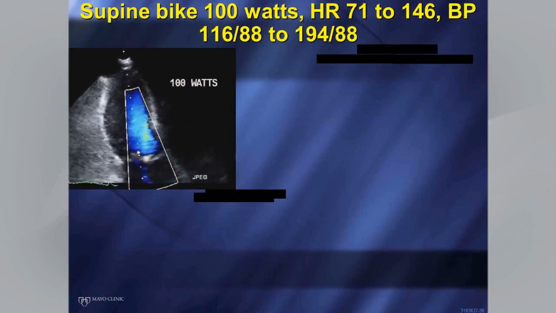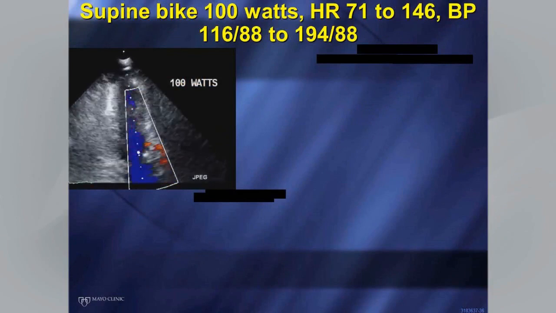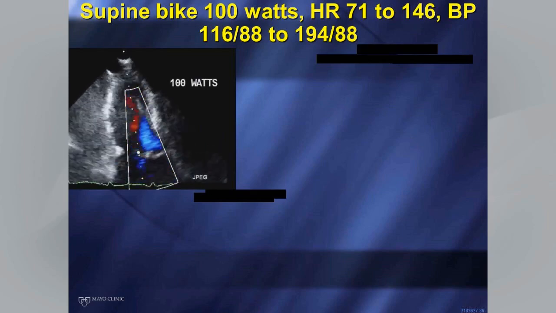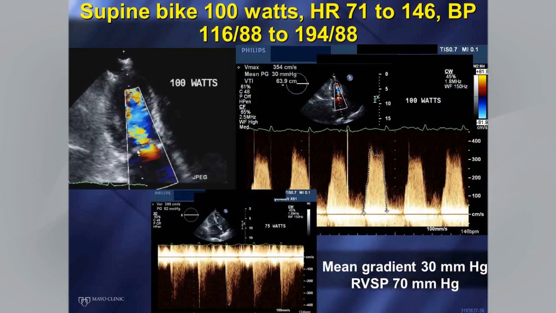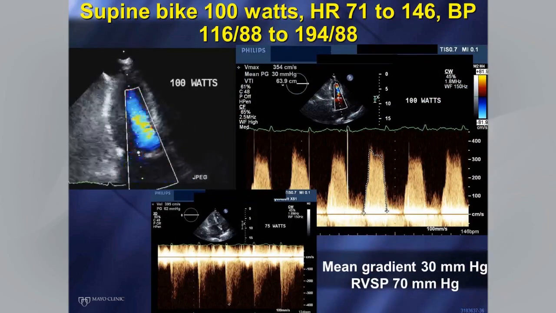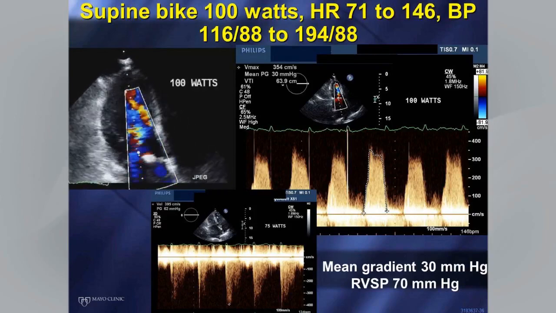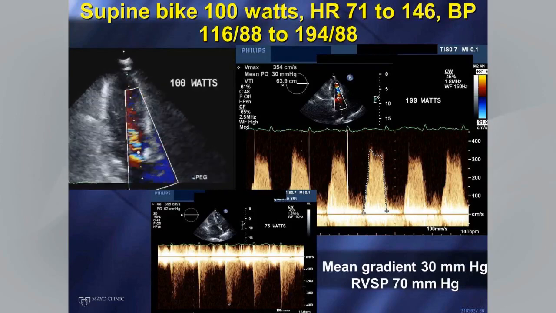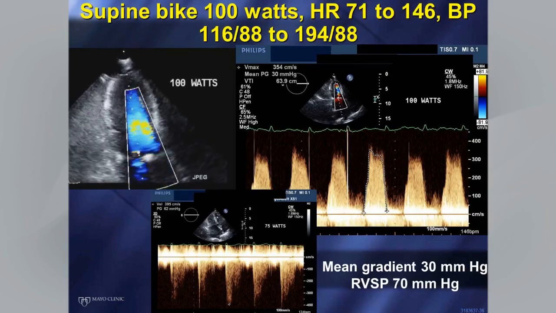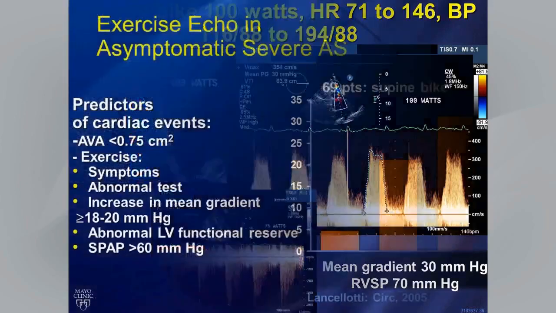She exercised for 100 watts. Heart rate increased from 71 to 146, and her blood pressure increased, got quite high with the stress of exercise. You can see that she doesn't develop any significant mitral regurgitation, but the mean gradient across her mitral valve increased to 30 millimeters mercury, and her right ventricular systolic pressure increased to 70 millimeters mercury. So this is a patient who required reintervention.